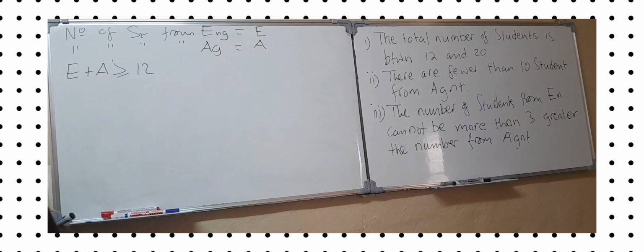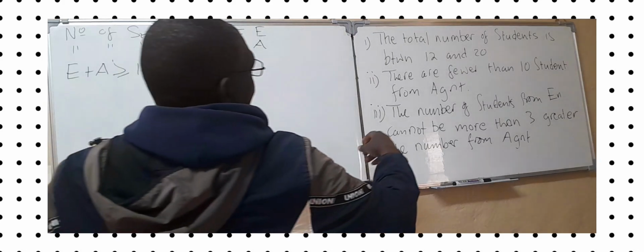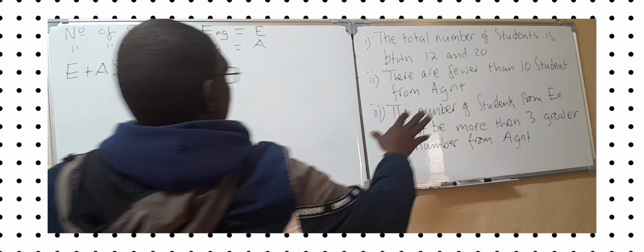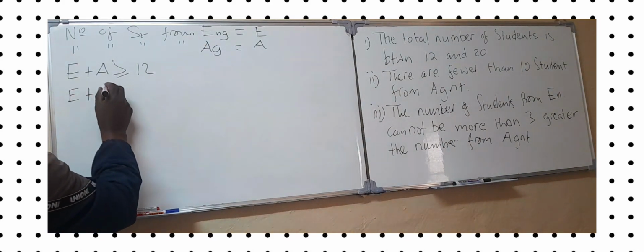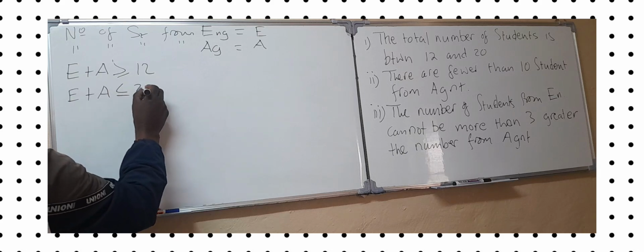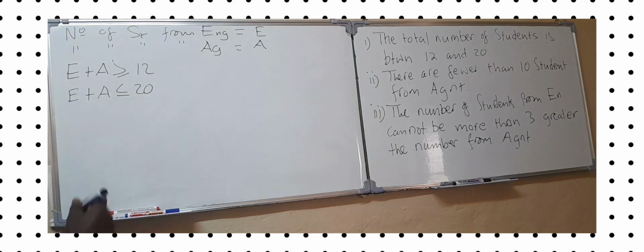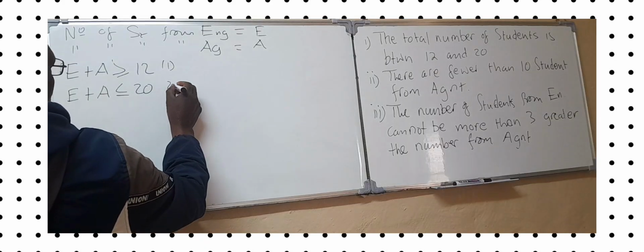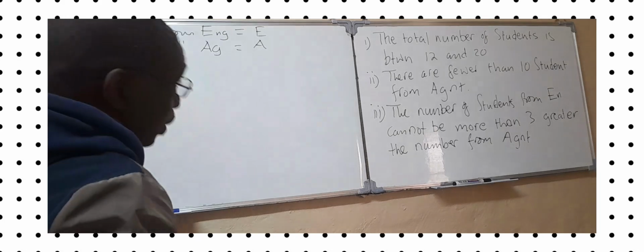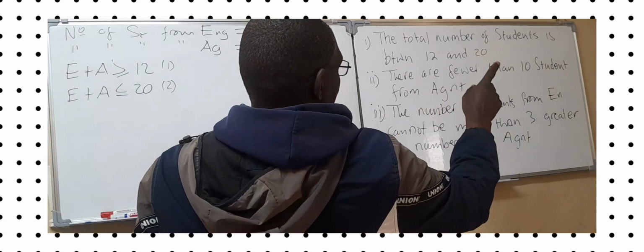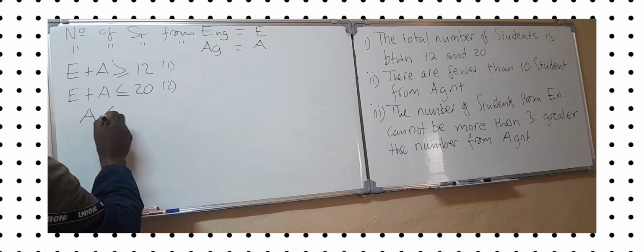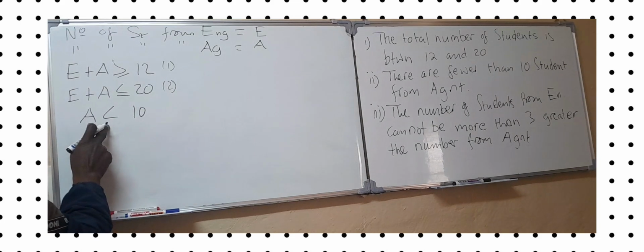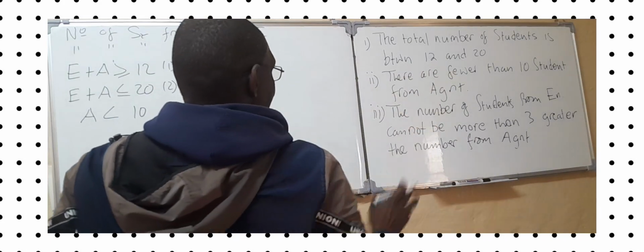That's condition number 1. Condition number 2 is obviously E plus A is less than or equal to 20, because this should not be greater than 20. So let's call this 1, 2. The next condition says there are fewer than 10 students from Argentina. So straight away, A is less than 10. We don't put equal to because it says it's strictly less than 10.